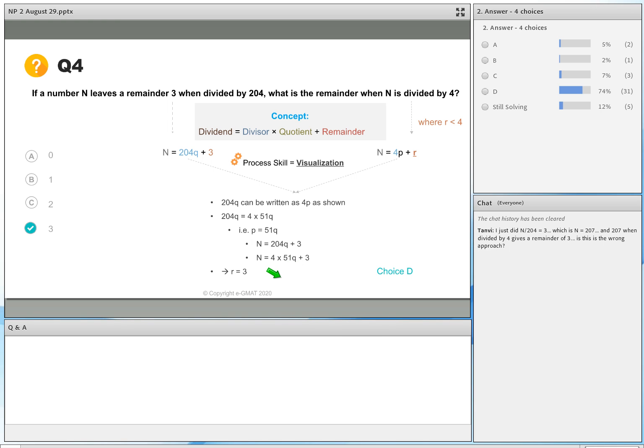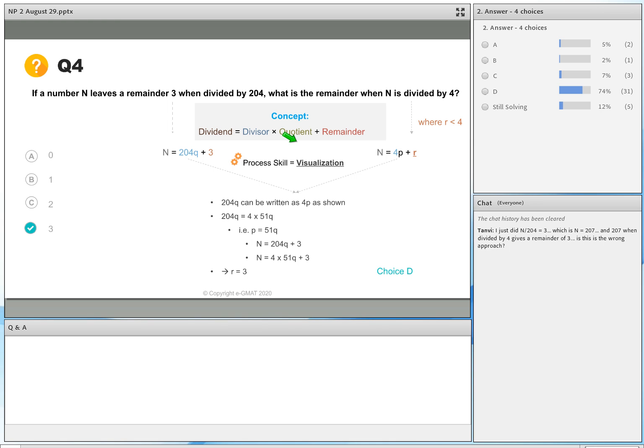Tanvi says, I did N upon 203 is 3. Okay, so you took a number, Tanvi. No, it's not the wrong approach, but you will see as questions get harder, your approach will not help at all. So you have to learn to build this structured approach, this one method that's going to work in all kinds of questions, whatever be the difficulty.